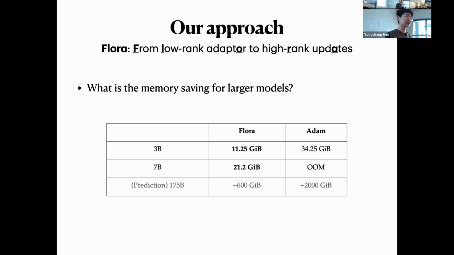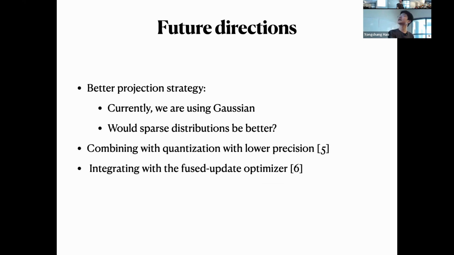And we also predict that for the 175 billion model, which is the largest variant of GPT-3, we would probably save 1.4 terabytes of memory in that case. Although the performance needs to be verified, we can see the memory reduction already on larger models.